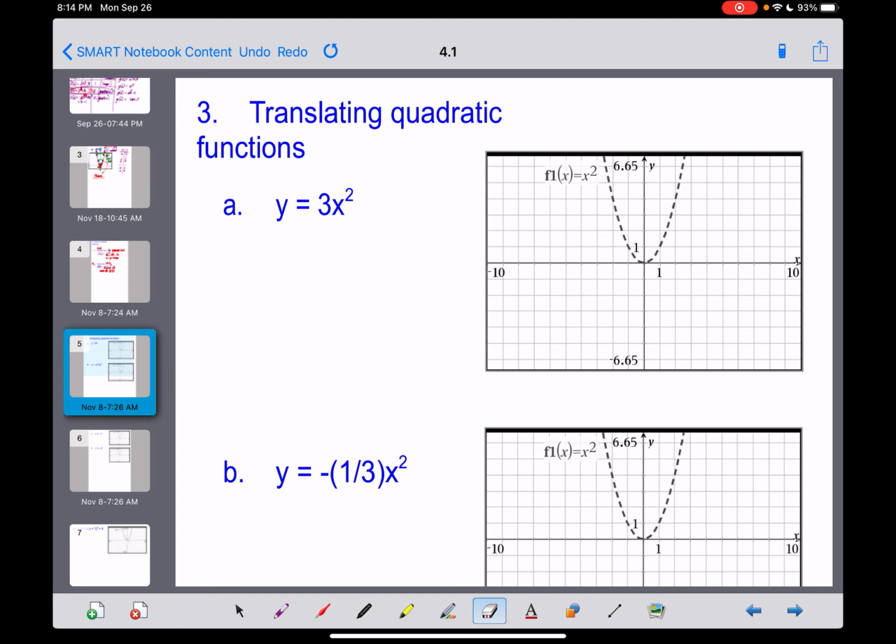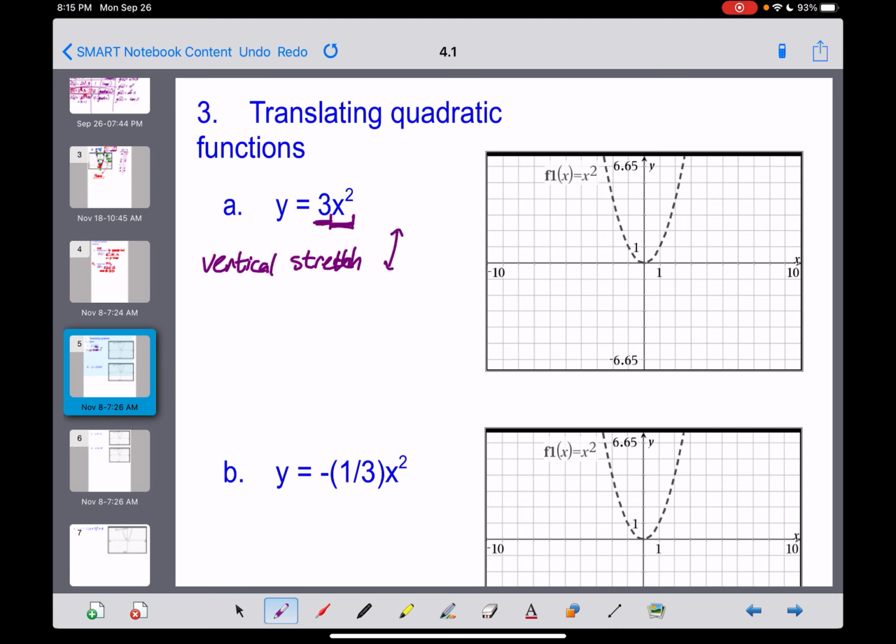Our first example is y is equal to 3x squared. Now this is the same normal function that we deal with, x squared, but it's being multiplied by a 3 out in front. And if you guys remember what that means, to take any function and multiply it by a value bigger than 1, like 3, that's what we call a vertical stretch, by a factor of 3. This graph is going to get taller.